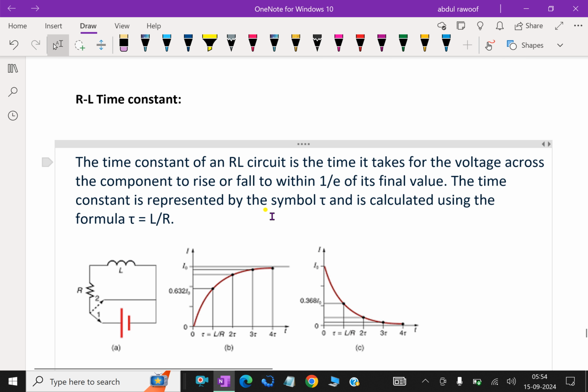Next one, RL time constant. The time constant of an RL circuit is the time it takes for the voltage across the component to rise or fall to within 1 over e of its final value. The time constant is represented by the symbol tau and is calculated using the formula tau equal to L over R.